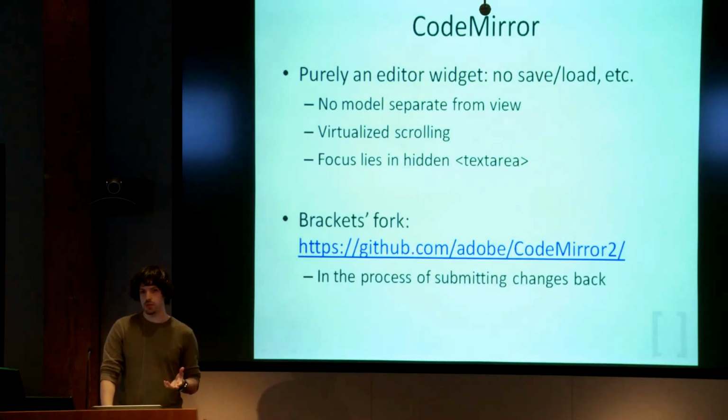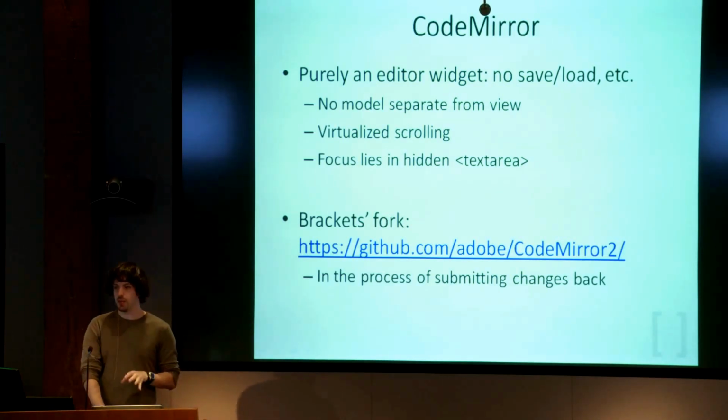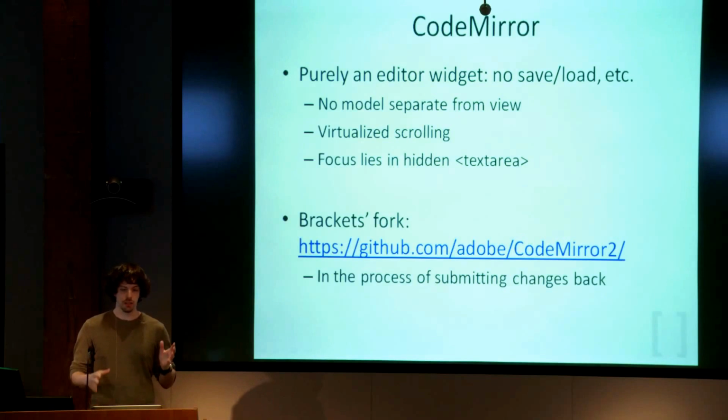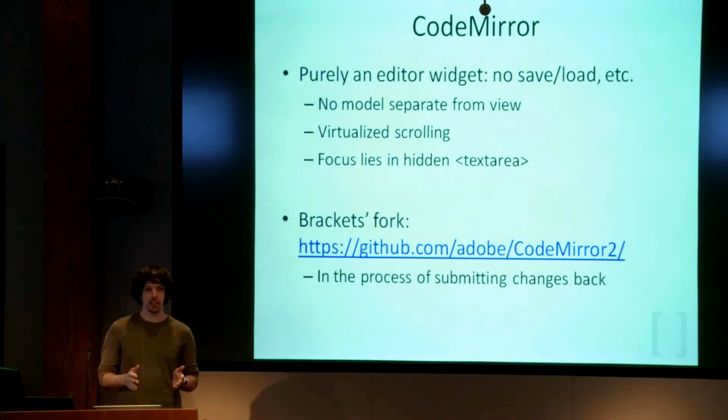CodeMirror also provides virtualized scrolling. So if you have a huge file, like 100,000 lines of JavaScript code, it's not dumping all that text into the DOM. So for efficiency, it only renders a few lines around the visible area. And because of that, when you're typing, you're not looking at a text area or a content editable div. You're actually looking at this virtualized rendered text, and your keyboard focus lies in a hidden text area that CodeMirror just uses for getting input, basically.